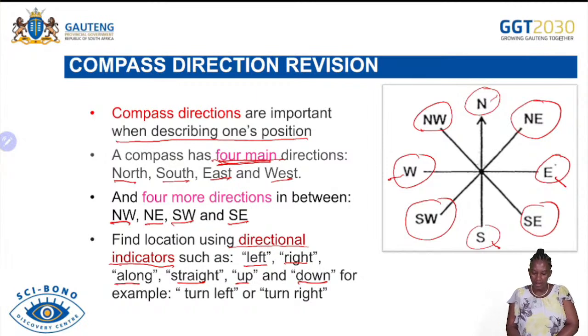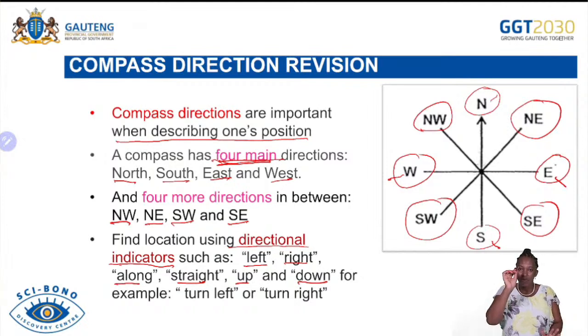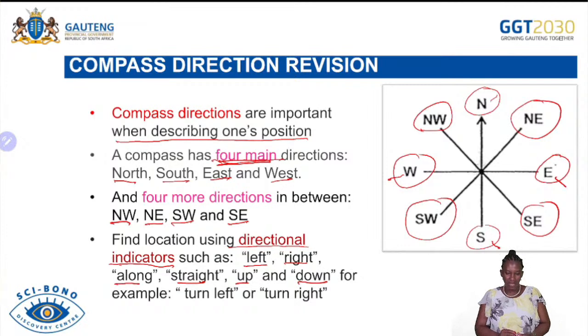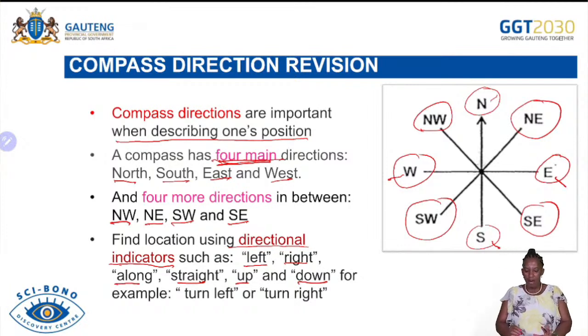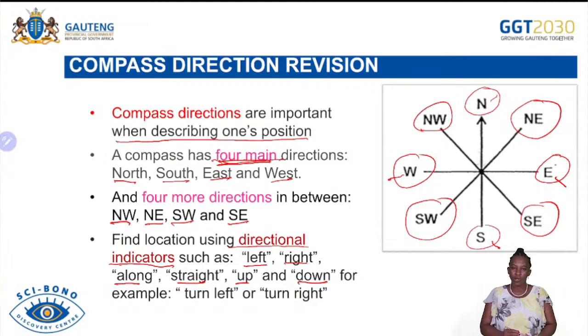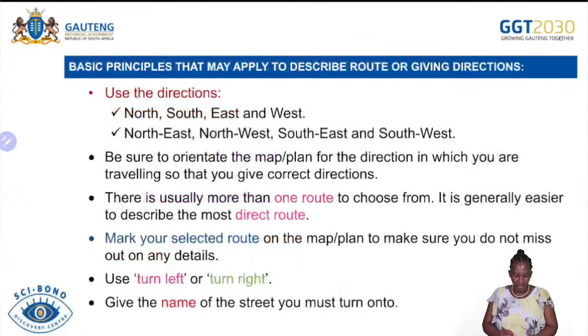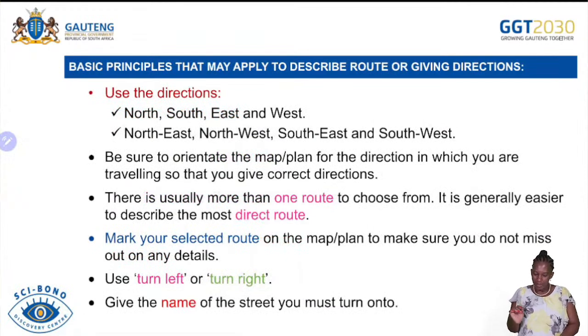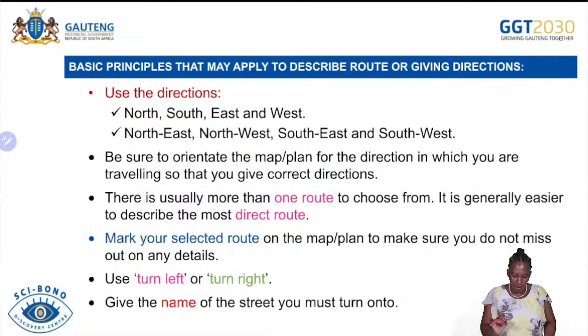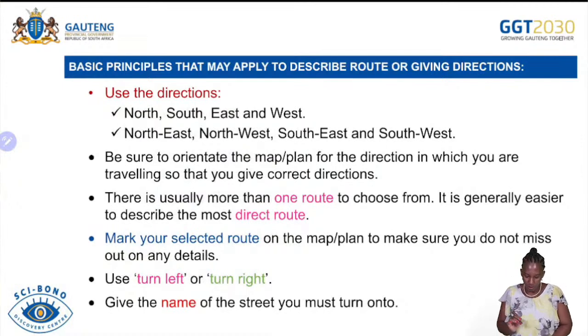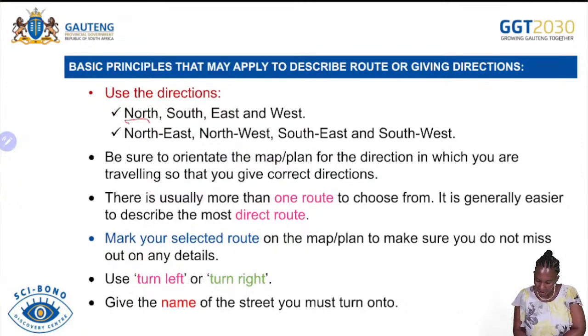You need to say, okay, fine, you must turn to the left or turn to the right, which is the east and the west. Or you go straight, which will be the north, or if you are to go back, then it will be the south. So always remember, boys and girls, this is not the first time you are seeing this information. I'm just taking you through this so that I can remind you. But in reality, you have done it in class. Now, what are the basic principles that may apply to describe the route or giving direction? Like I said to you, we use directions, the north, south, east, and west when you give directions.